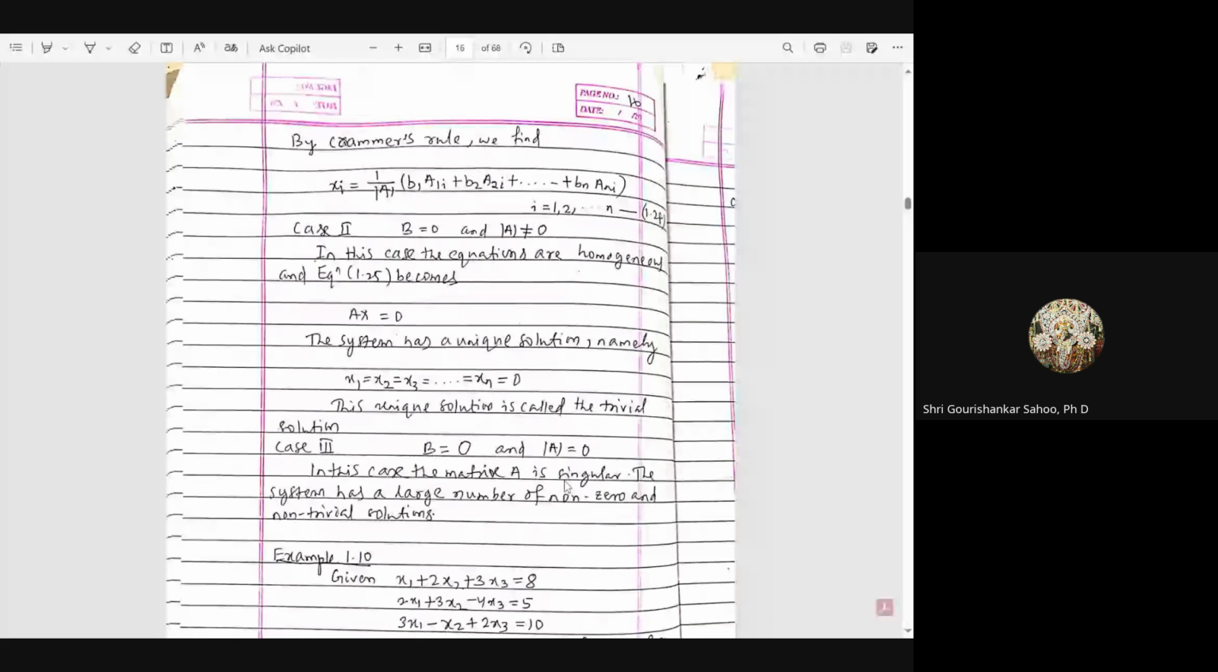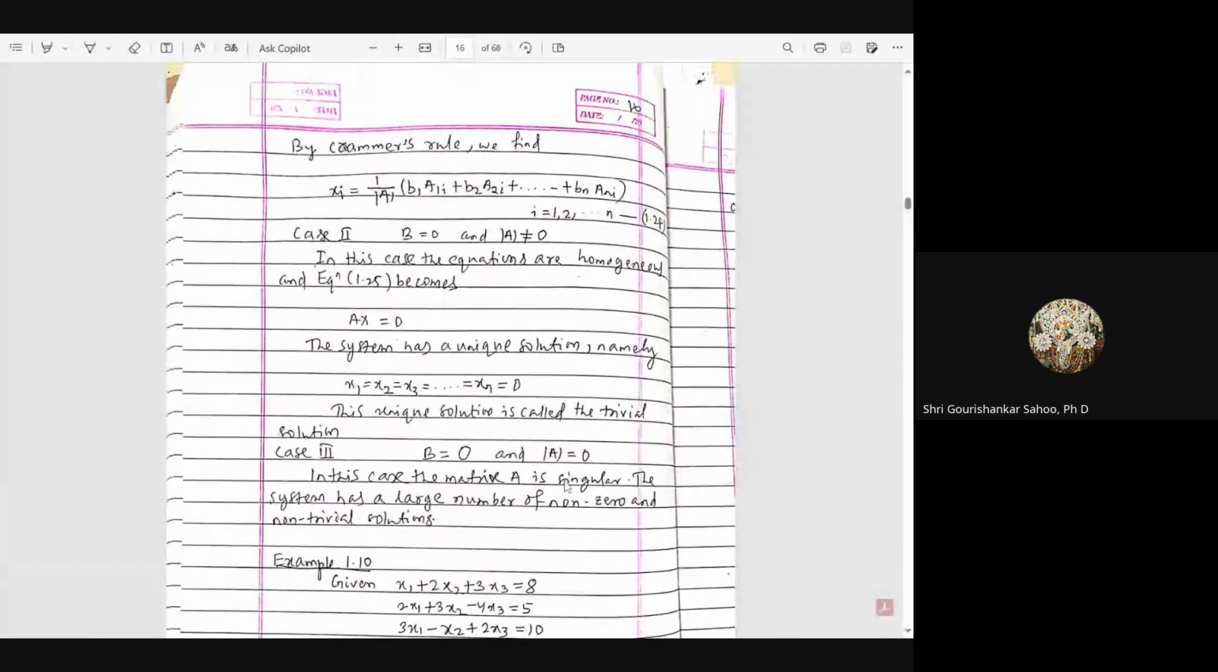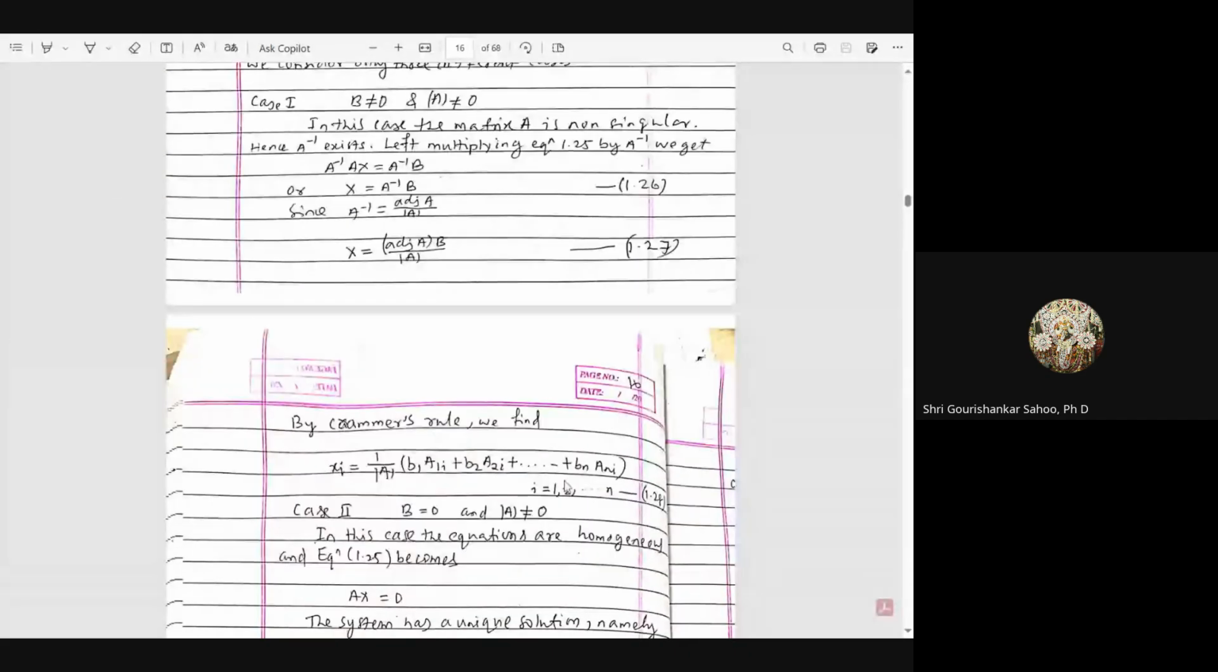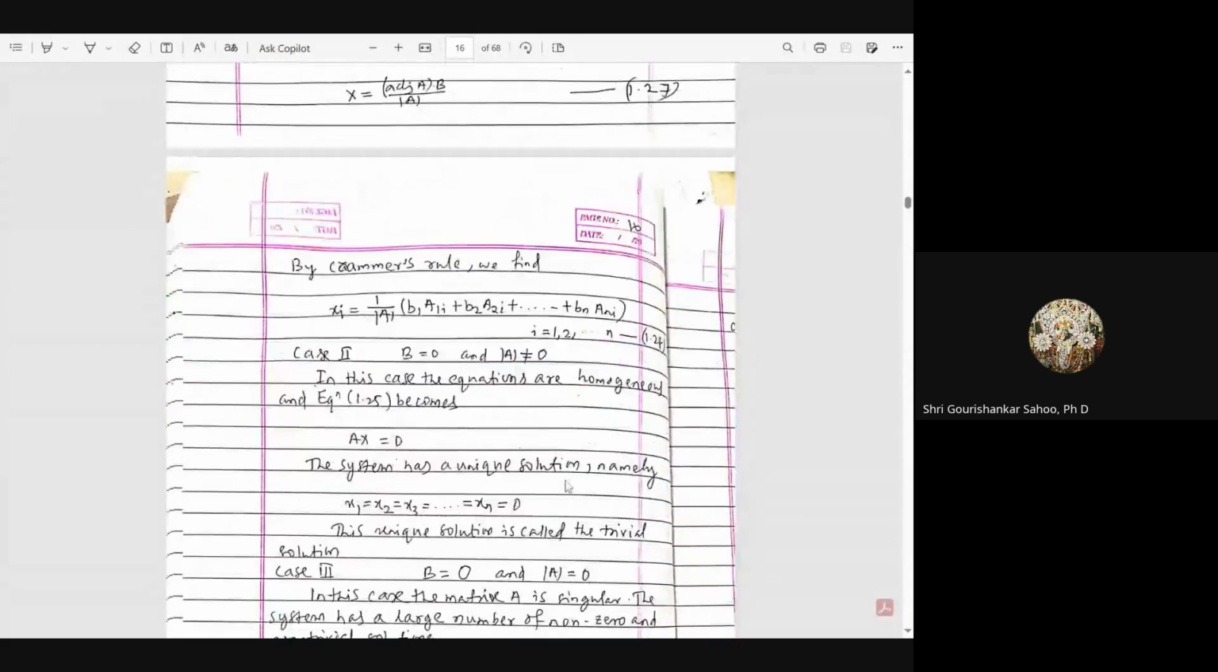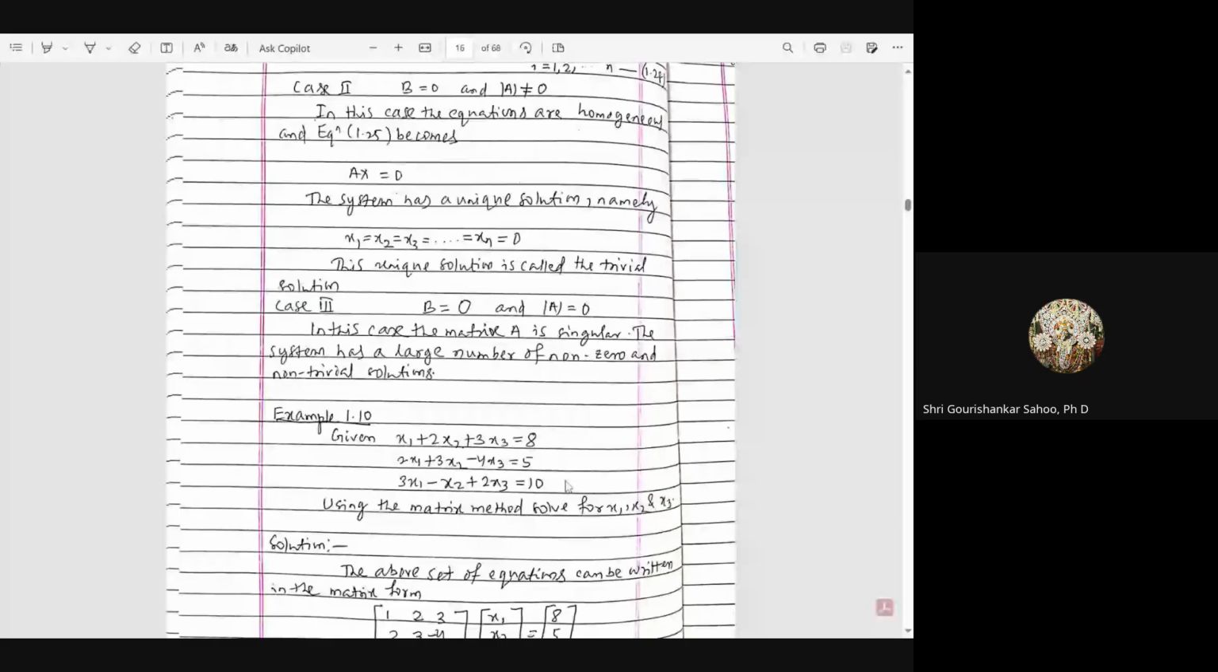So by Cramer's rule, you can have xi is equal to 1 by determinant of A multiplied by (b1 A1i plus b2 A2i, so on and so forth), where i is equal to 1 to n. And in case 2, B is equal to 0 and determinant of A is not equal to 0. Case 1: B is not equal to 0, determinant of A is not equal to 0. Case 2: B is equal to 0, determinant of A is not equal to 0. So in this case, the equations are homogeneous and you have Ax is equal to 0.